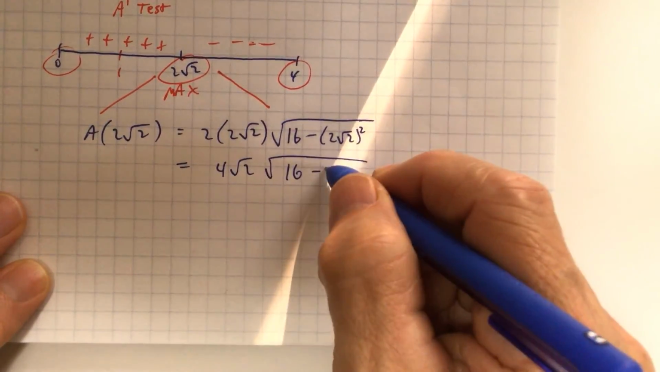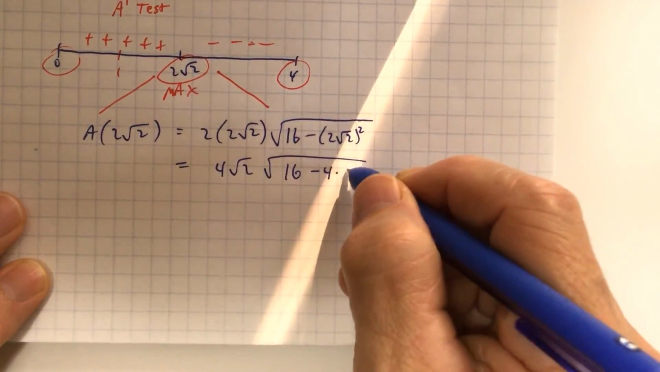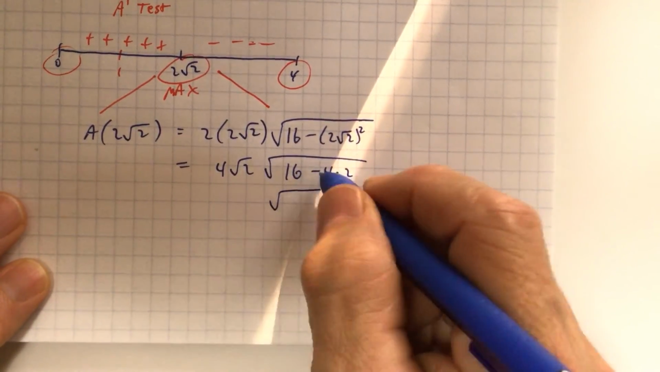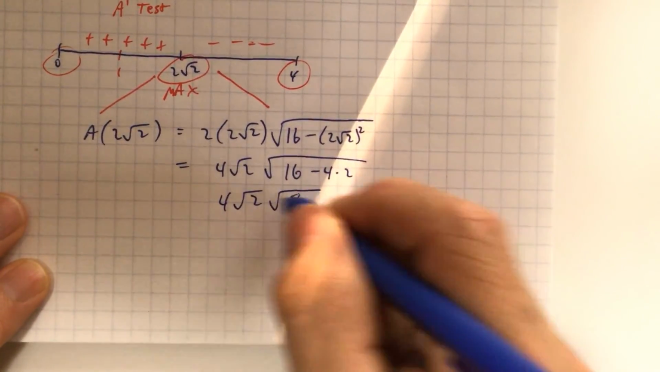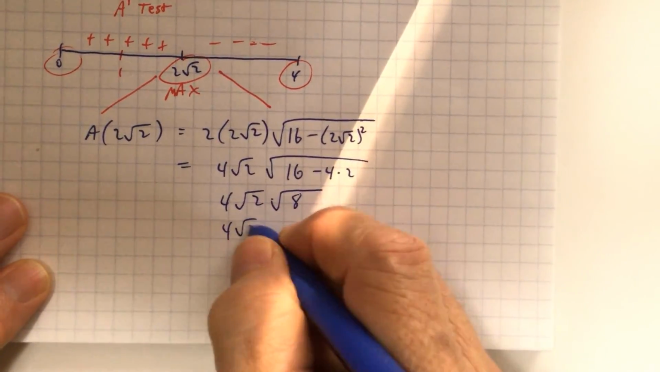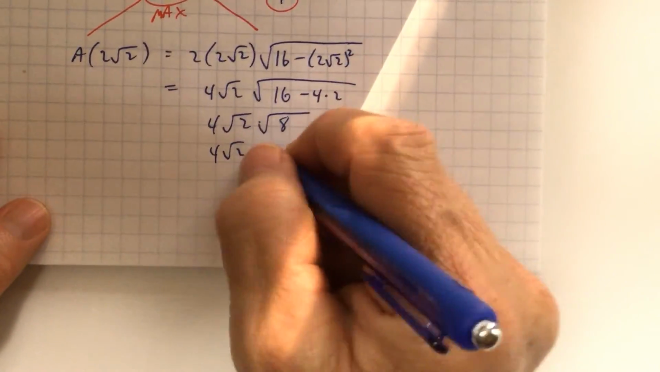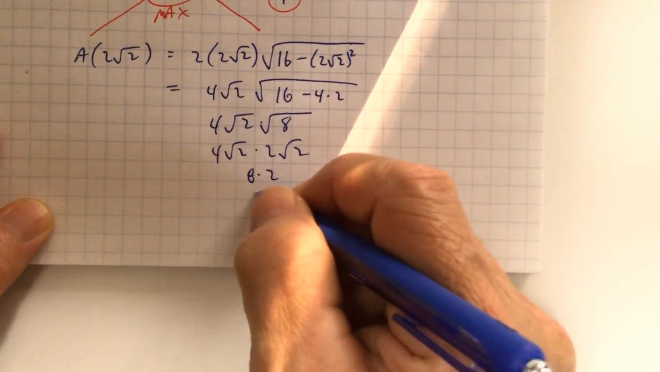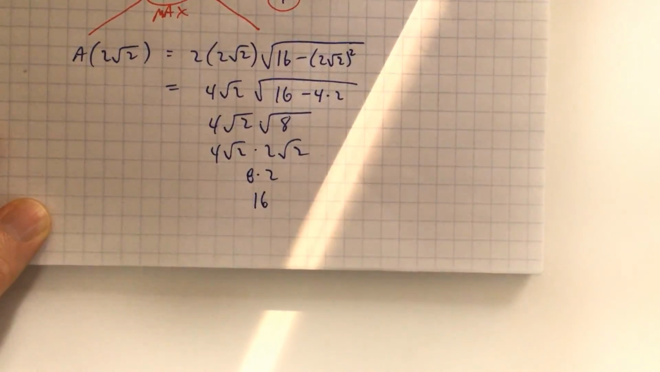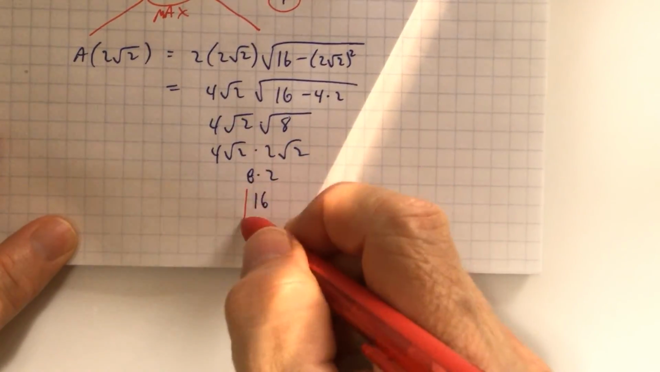Be careful here. 2 squared is 4. Radical 2 squared is 2. So we have radical 16 minus 8. So radical 8 times 4 radical 2. And then we have 4 radical 2 times 2 radical 2. And therefore we have 8 times 2, and we have 16. So 16 is the area.